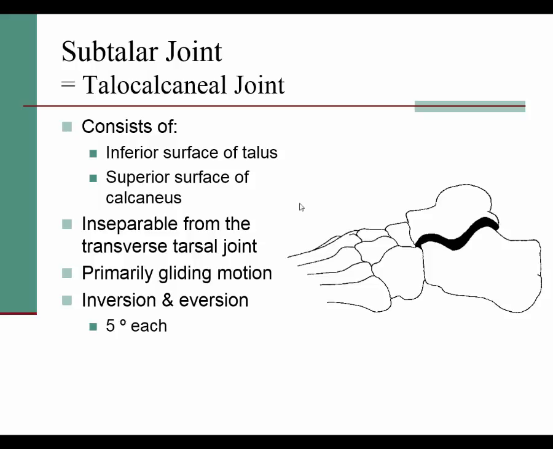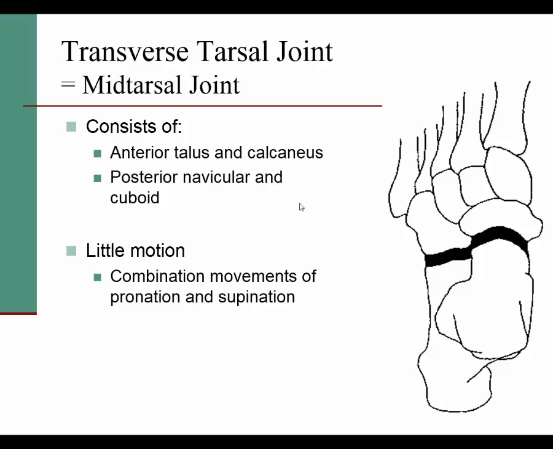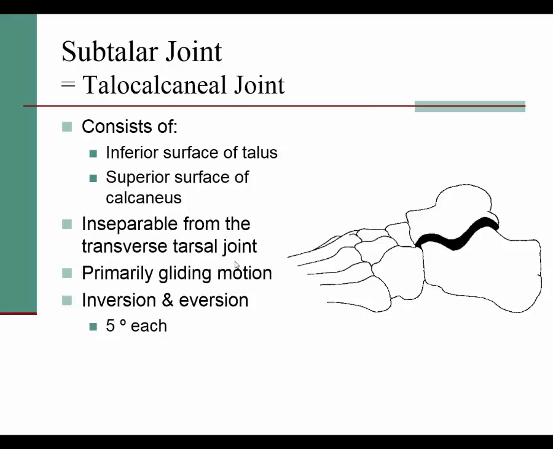Let's see, the transverse tarsal joint, or the midtarsal joint, consists of the anterior talus and calcaneus, so right through here, and the posterior section of the navicular and cuboid bone through here. There's very little motion here. There's a combination movement of pronation and supination. This will help cause inversion and eversion in the hind foot and forefoot, but again, the talocalcaneal joint is what actually creates the inversion and eversion, or where the motion is, I'm sorry.